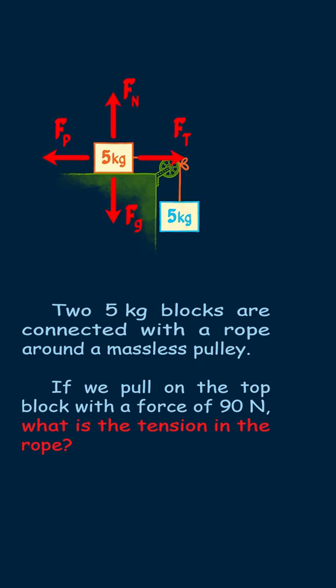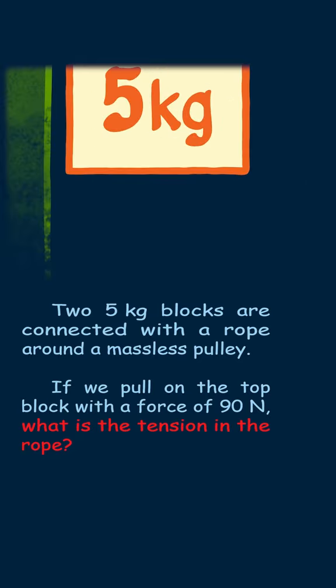Now looking at the hanging block, we have the force of gravity pulling it down, and the tension in the rope pulling it up. Note that there is no normal force here, since the hanging block is in the air and not resting on any surface.